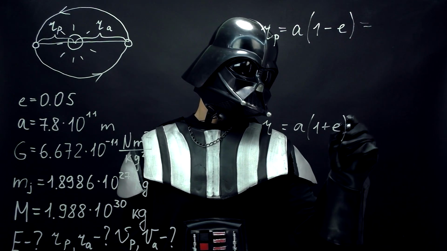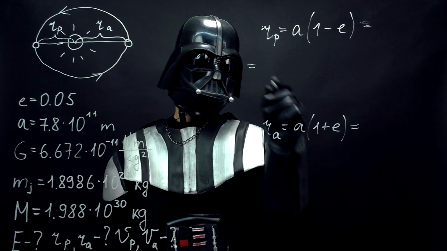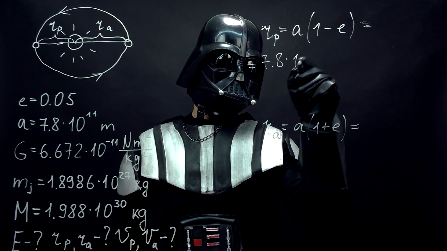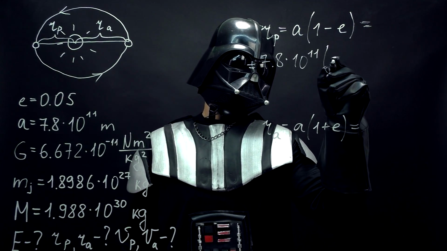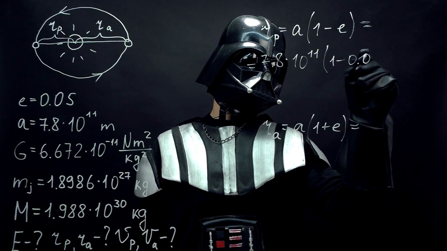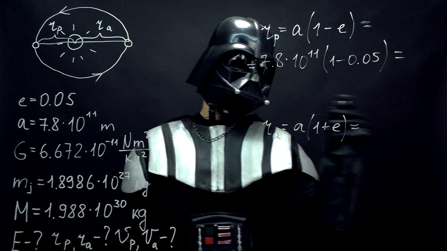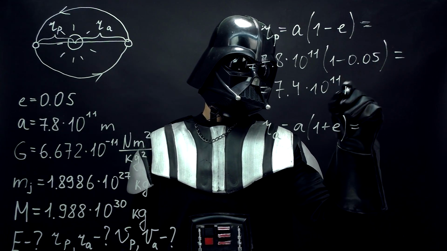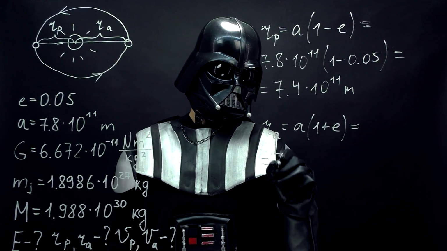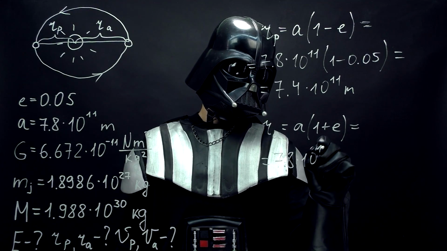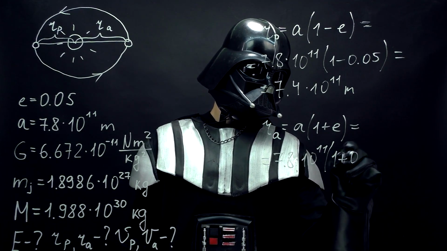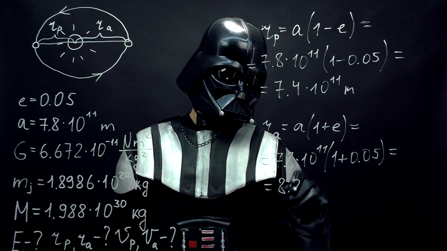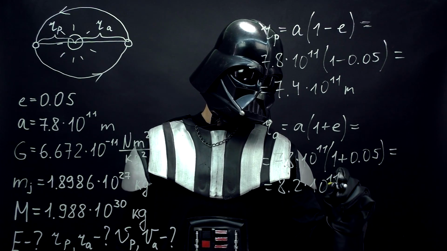So, in our case, the perihelion distance is equal to 7.8 times 10 raised to 11th power times 1 minus 0.05, and this gives us 7.4 times 10 raised to 11th power meters, and here we get 7.8 times 10 raised to 11th power times 1 plus 0.05, and this gives us 8.2 times 10 raised to 11th power meters.